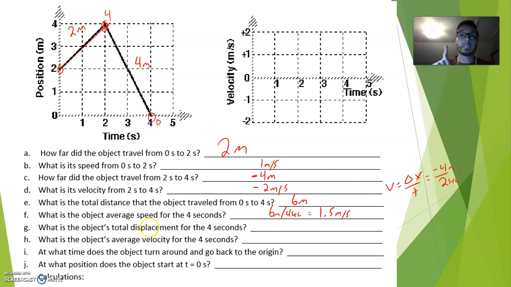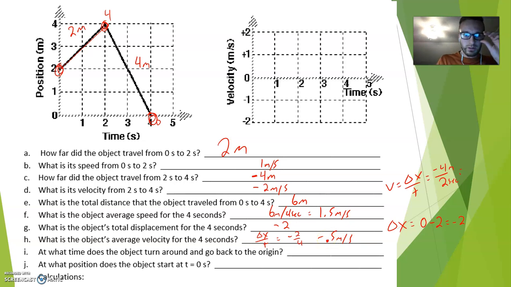What's the object's displacement? Now, here's the difference, right? Displacement is how far you went from this place to that place. I know you hate it, but it's a great way to remember. And so our final position, if we do delta x, our initial position was 2, and our final position was 0. So 0 minus 2. Our displacement from start to finish was -2. And if that's the case, velocity being displacement over time, that would mean it would be -2/4, or -0.5 meters per second. That's the average velocity.